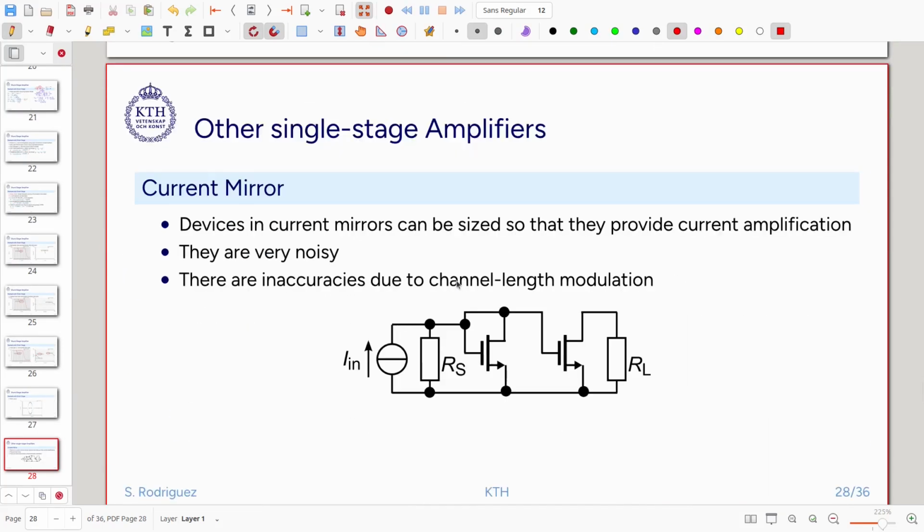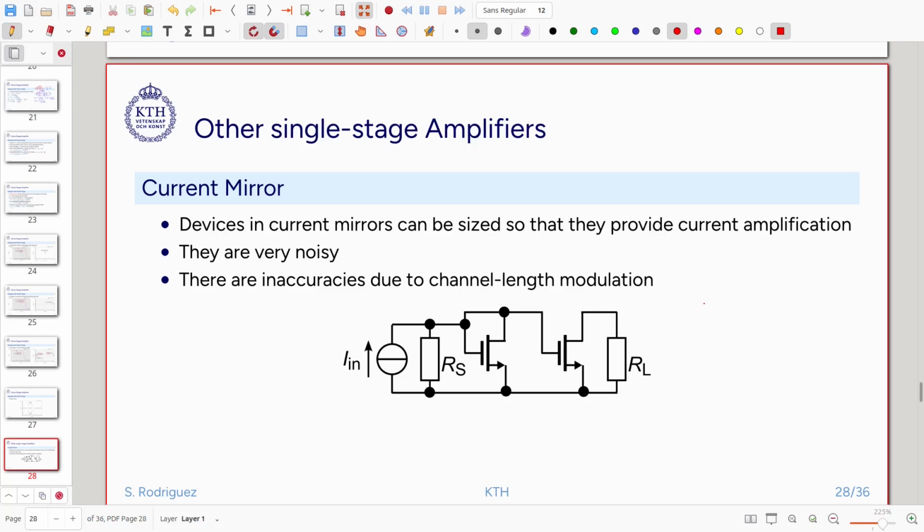Now, besides the basic stages and the local feedback stages that we have studied, there are other interesting stages that are worth studying, and one that we are going to use a lot in analog circuit design is the current mirror. So the current mirror is used for many applications. One is to do the biasing, as we are going to have a separate lecture, but we can also use it for amplifying signals.